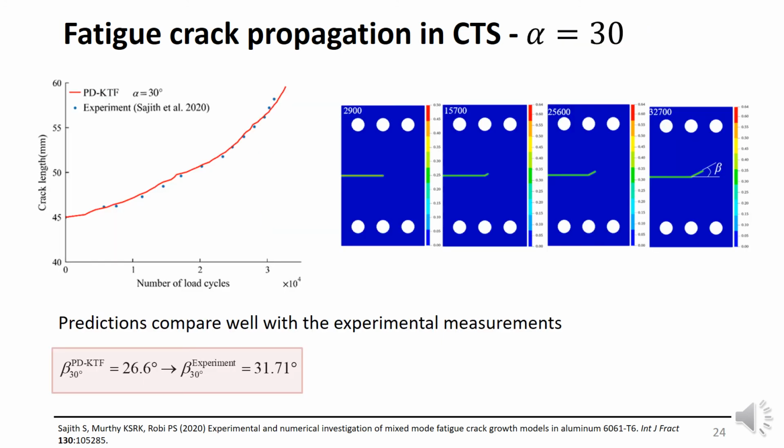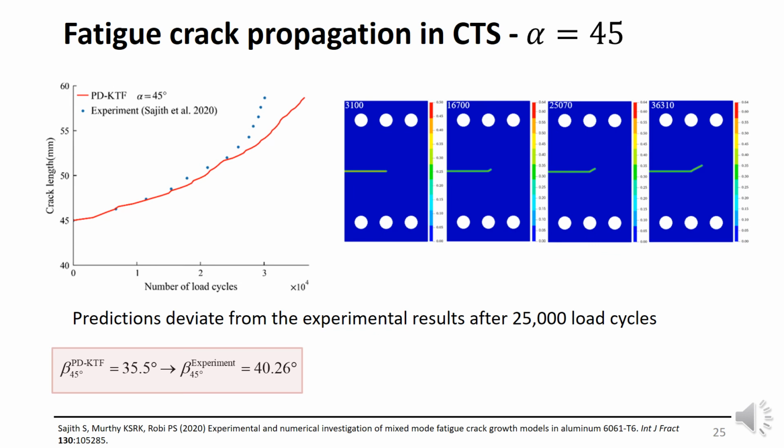I'm going to show you some results for alpha being 30 degrees, crack length versus number of load cycles, and predictions compare well with the experimental measurements. The prediction is 26.6 degrees and the experiment is 31.7 degrees for the crack initiation angle, and the crack length and number of load cycles very nicely match. When I come to 45, I see a deviation here, which I will explain in the next slide. Predictions deviate from the experimental results after 25,000 load cycles, and the initiation angle is 35.5, while experimentally we have 40.26.